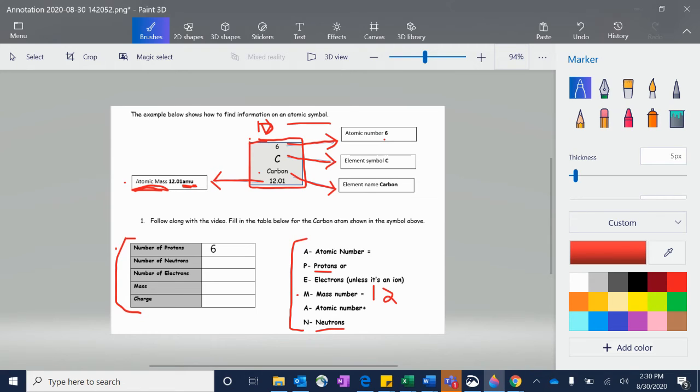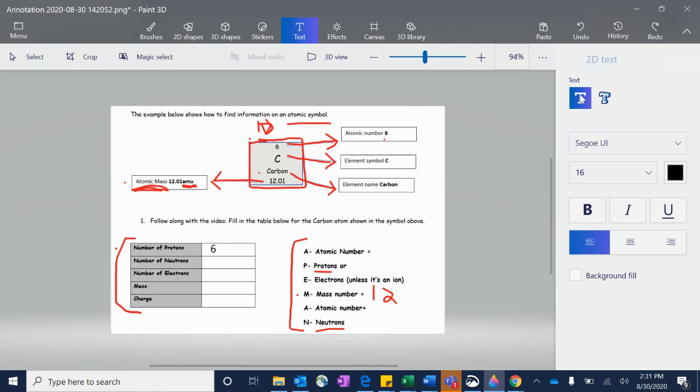So 12 is going to be equal to the atomic number 6 plus the number of neutrons. And again, I was getting ambitious there trying to use my pen. That's not very good. 12 equals 6 plus n. So if we take 6 away from both sides, then we will get that 6 is equal to n. So we have 6 neutrons.